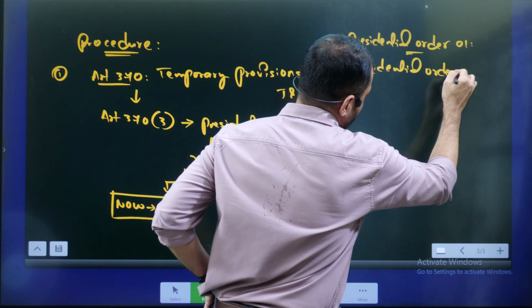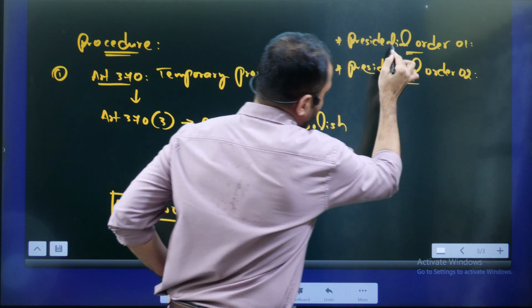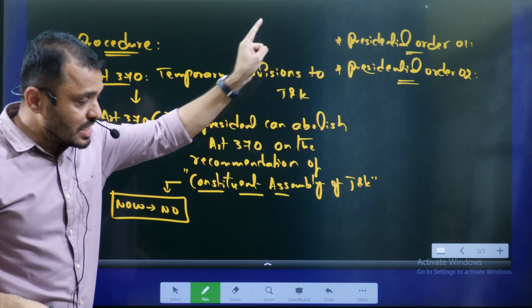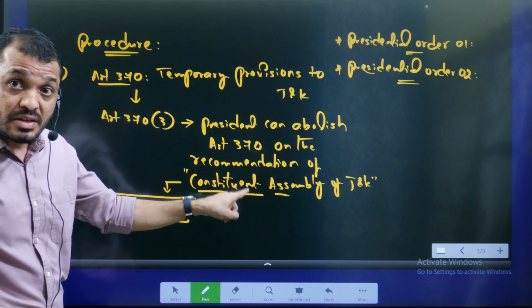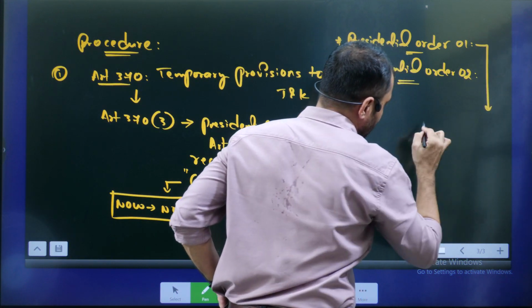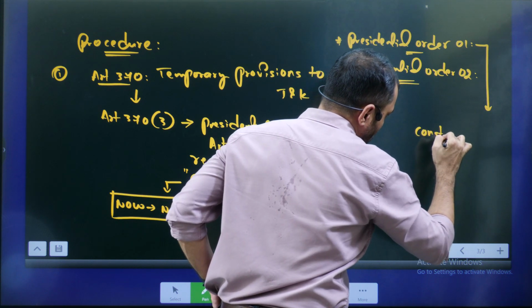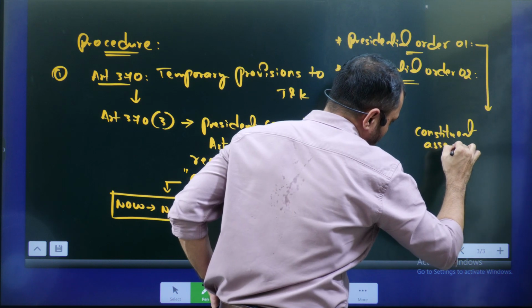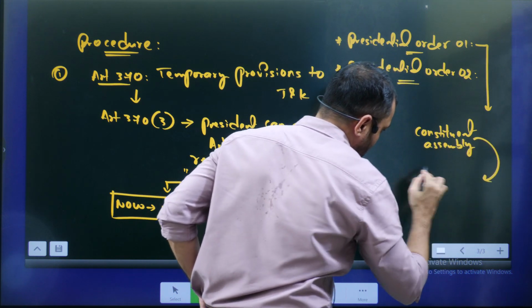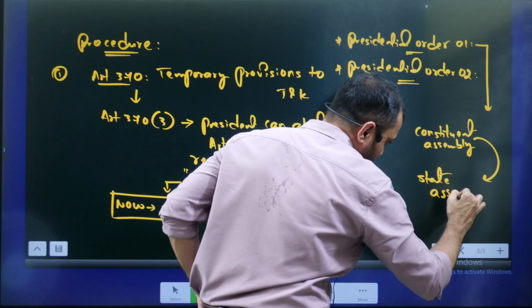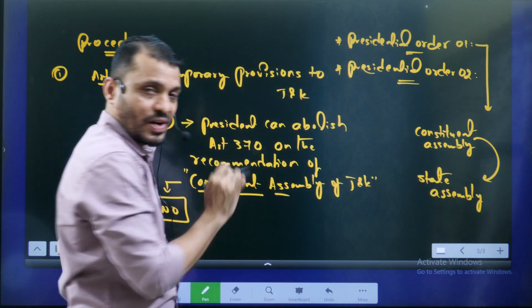Presidential order 1 and presidential order 2. Listen carefully. What has presidential order 1 done? It replaced the word Constituent Assembly with State Assembly. Very important. That means now the State Assembly can recommend the abolition of Article 370.